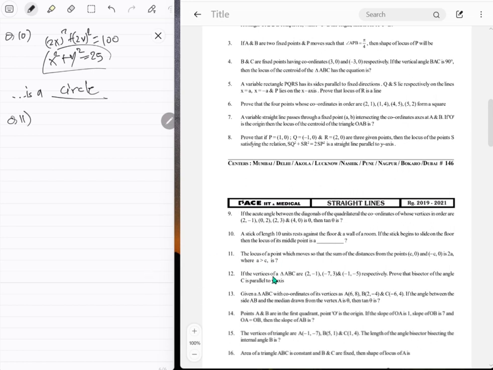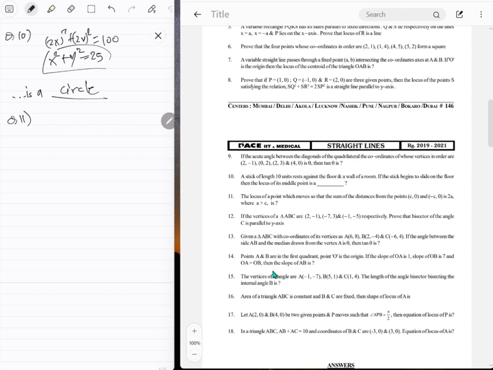Question number 11. The locus of a point which moves so that the sum of the distances from the points (c, 0) and (negative c, 0) is 2a. Haven't we done this already? I don't know. It's just an ellipse. We know that for sure. So your ae value is just c. Your a value is a in this case. Nice. So e is just c upon a.